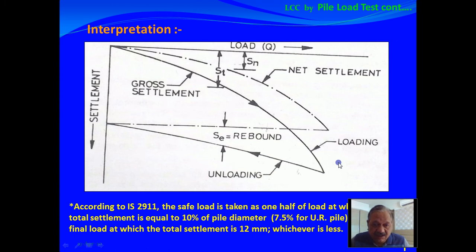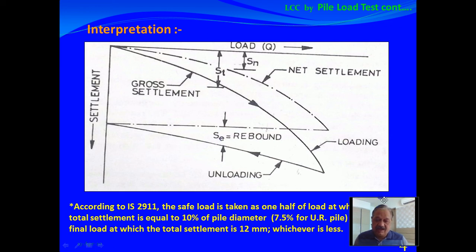Then after loading a pile, how is interpretation done? A graph is plotted between the load and settlement. Now if you see in this graph, as the load increases, the settlement also goes on increasing, and then it is unloaded. This is a loading curve, and then it is unloaded. This is a cross settlement. Again further if it is loaded, then it will go here, and this will be the rebound of the settlement.